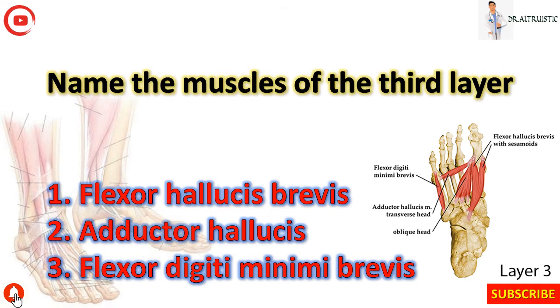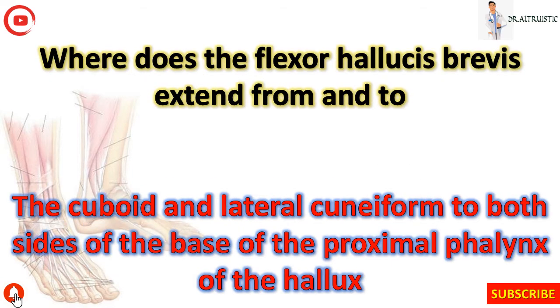Name the muscles of the third layer. 1. Flexor hallucis brevis. 2. Adductor hallucis. 3. Flexor digiti minimi brevis. Where does the flexor hallucis brevis extend from and to? The cuboid and lateral cuneiform to both sides of the base of the proximal phalanx of the hallux.